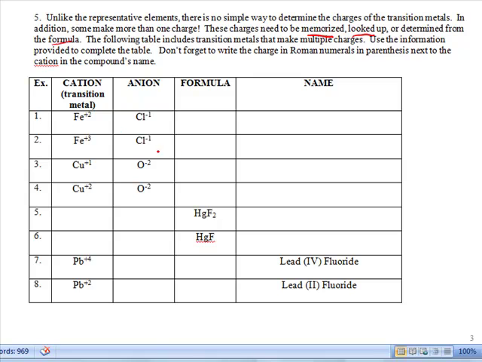So let's look at this table. Some of them you're given the cations, anions, some you're given the formula, some you're given the names. Let's work forward and backwards. Now before we do that, let's talk about Roman numerals real quick because they come in handy. You need to know some basic Roman numerals.